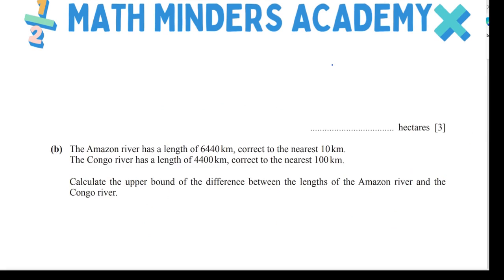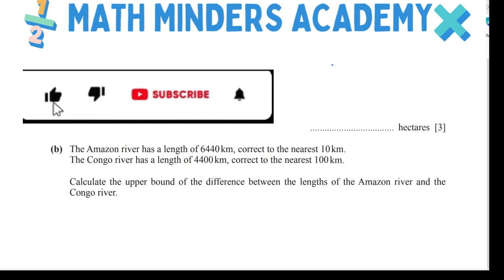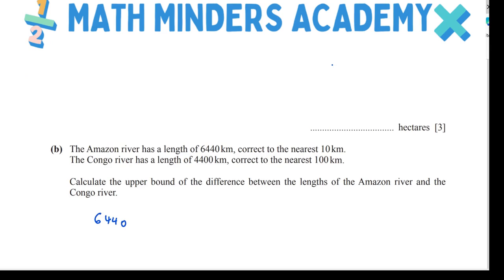Question 1B says, the Amazon River has a length of 6,440 kilometers, correct to the nearest 10 kilometers. The Congo River has a length of 4,400 kilometers, correct to the nearest 100 kilometers. Calculate the upper bound of the difference between the lengths of the Amazon River and the Congo River. So what we do here, first we take the length of the Amazon River, which is 6,440 kilometers.